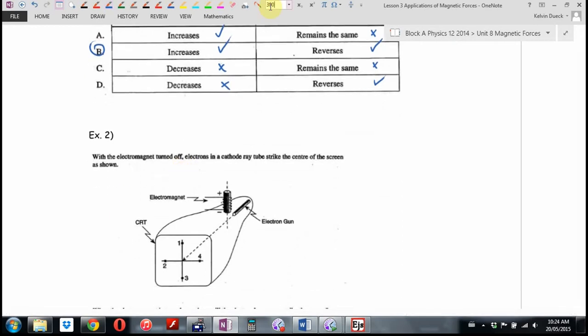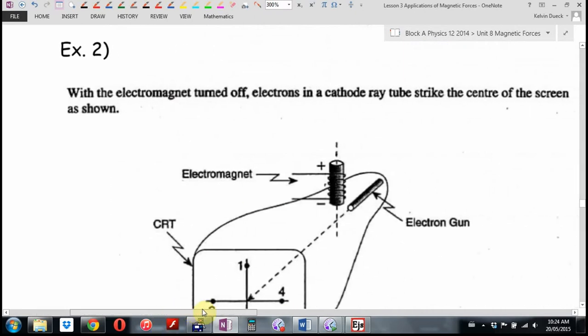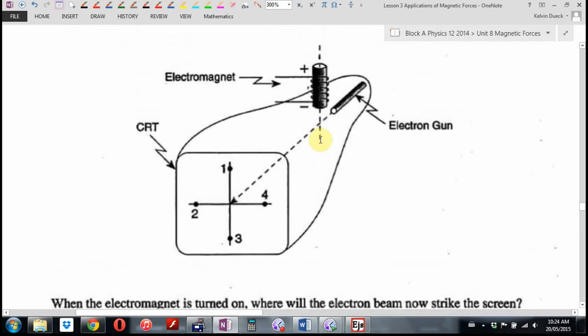Let's zoom in really big on this next one. With the electromagnet turned off, electrons hit dead center. Now we're going to turn this on. Now I apologize, this isn't a great photocopy, but I loved the diagram. And when we turn this electromagnet on, where will the beam hit?